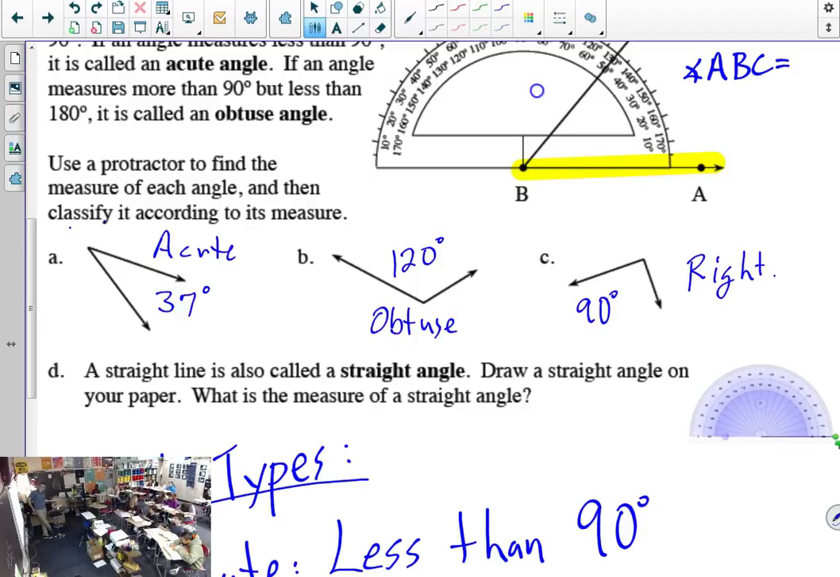Just like my wife, that angle is right. Oh, God. Smart. All right, questions?